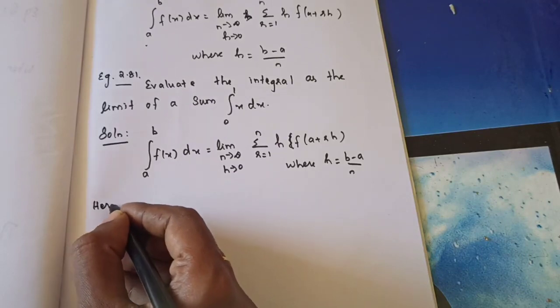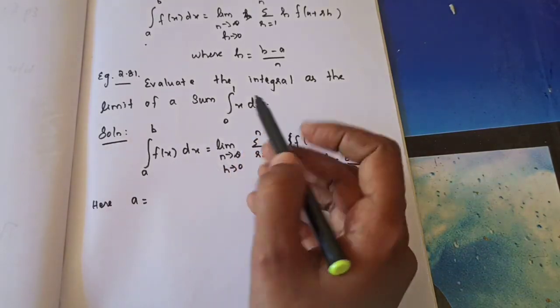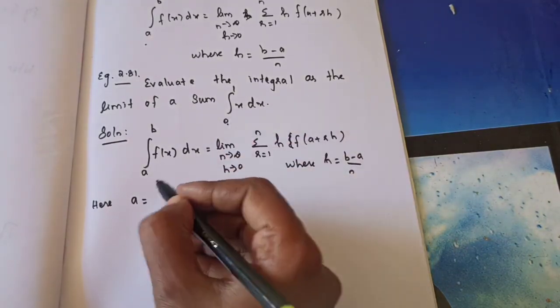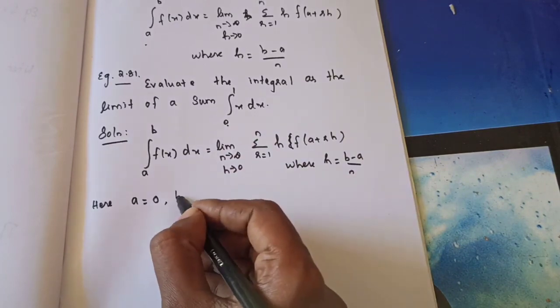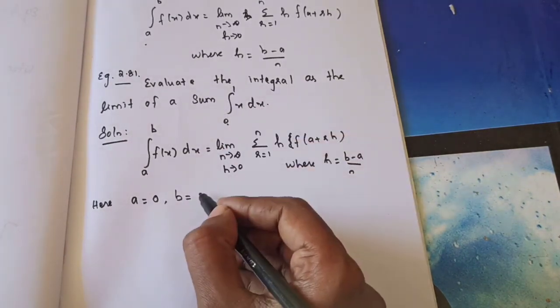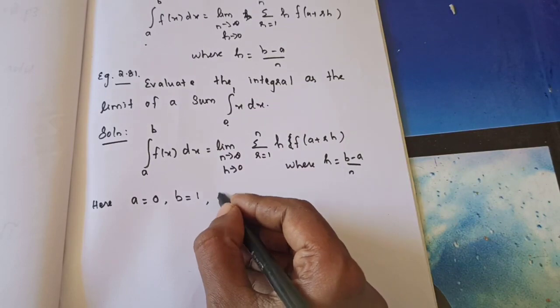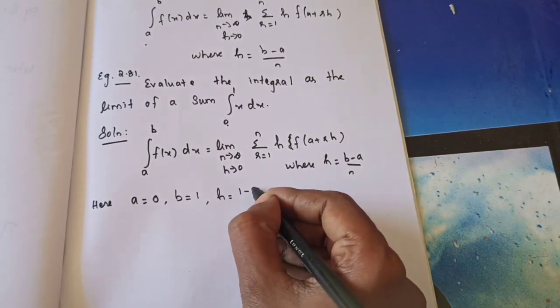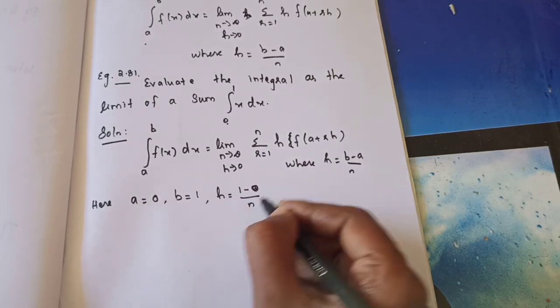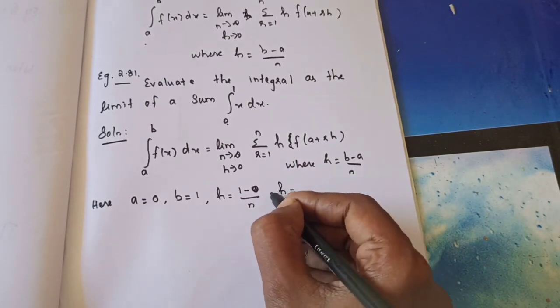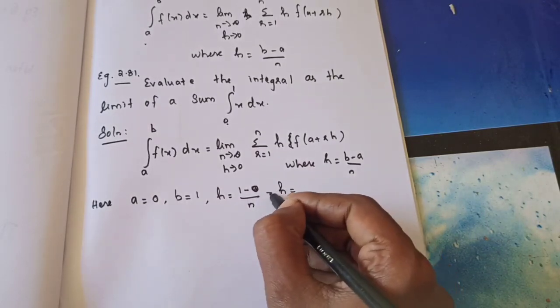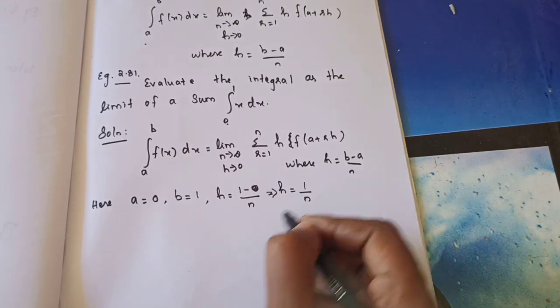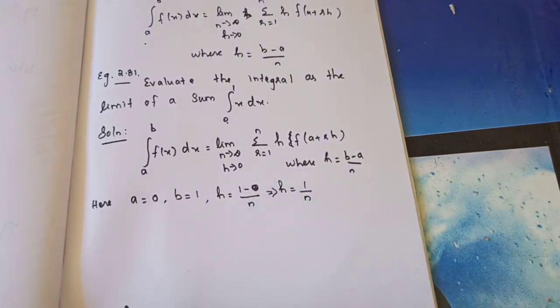What's the a value? In the place of a, 0. What's the b value? In the place of b, 1. So h is equal to b value 1 minus a value 0, by n. So what's the h value? h is equal to 1 by n. Now we have found the h value.